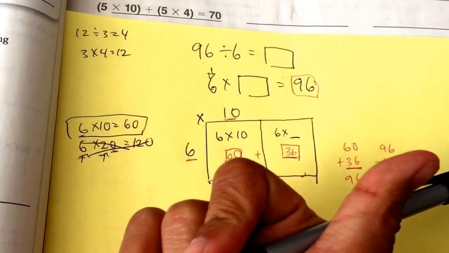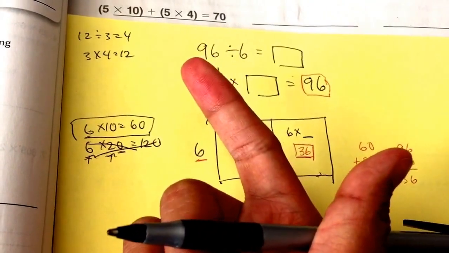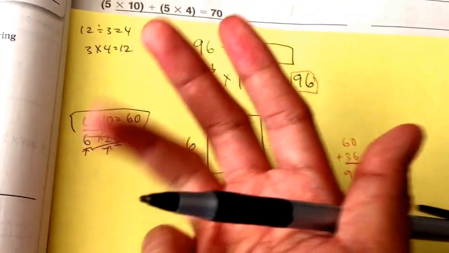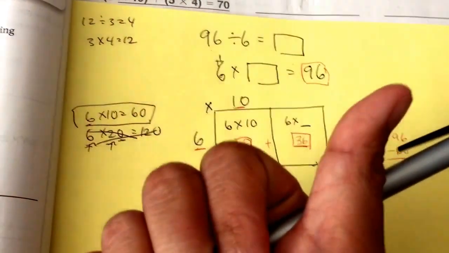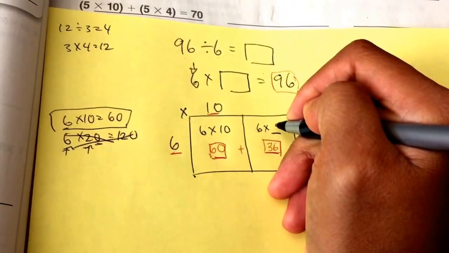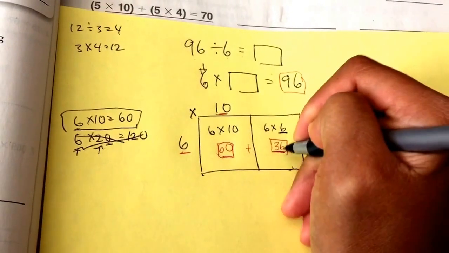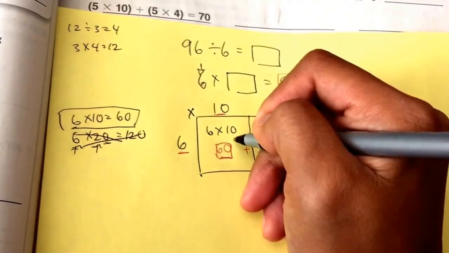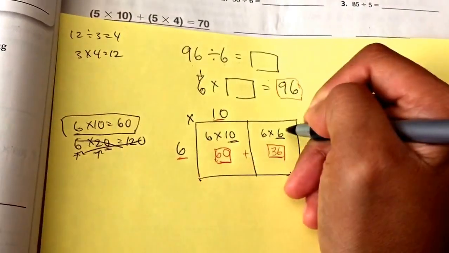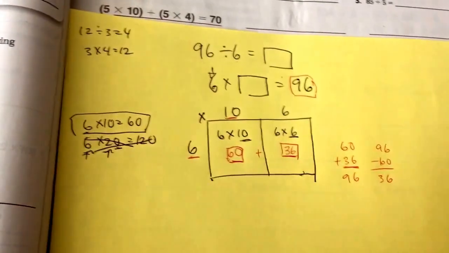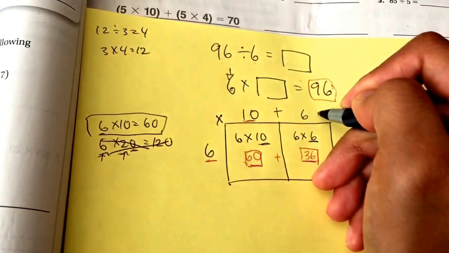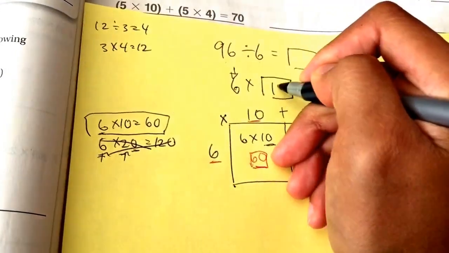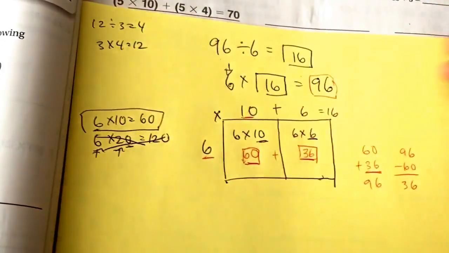6 times 1 is 6. 6 times 2 is 12. 6 times 3 is 18. 6 times 4 is 24. 6 times 5 is 30. 6 times 6 is 36. So we know that 6 times 6 equals 36. Therefore, this number right here is the 10. This one is the 6. Now we just do 10 plus 6 equals 16. So this answer is 16.